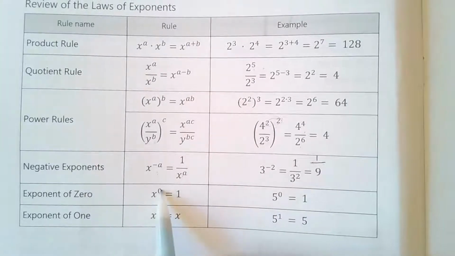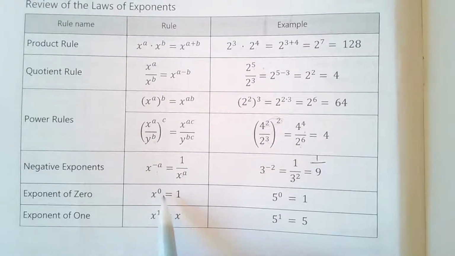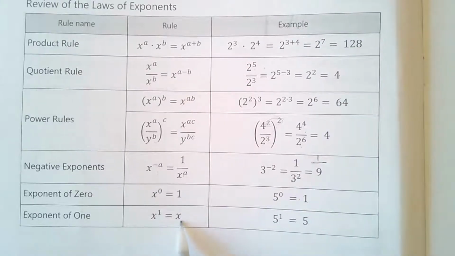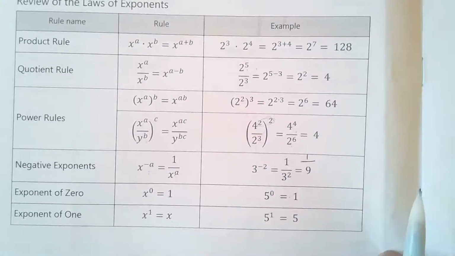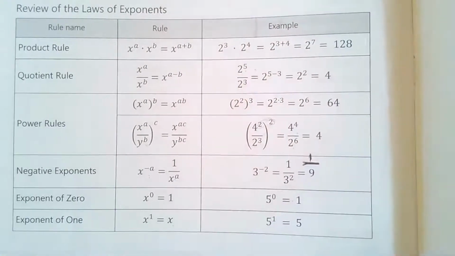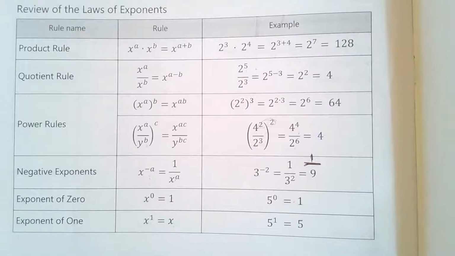x to the power 0 will give us 1. 5 to the power 0 is 1, and x to the power 1 is x. So just review and make this correction. This should be 1 over 9, not 9.